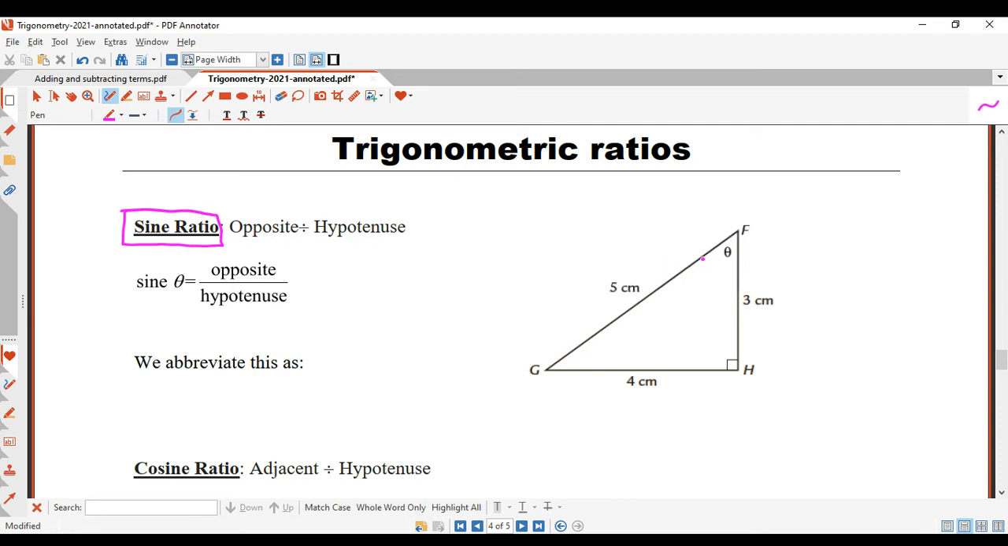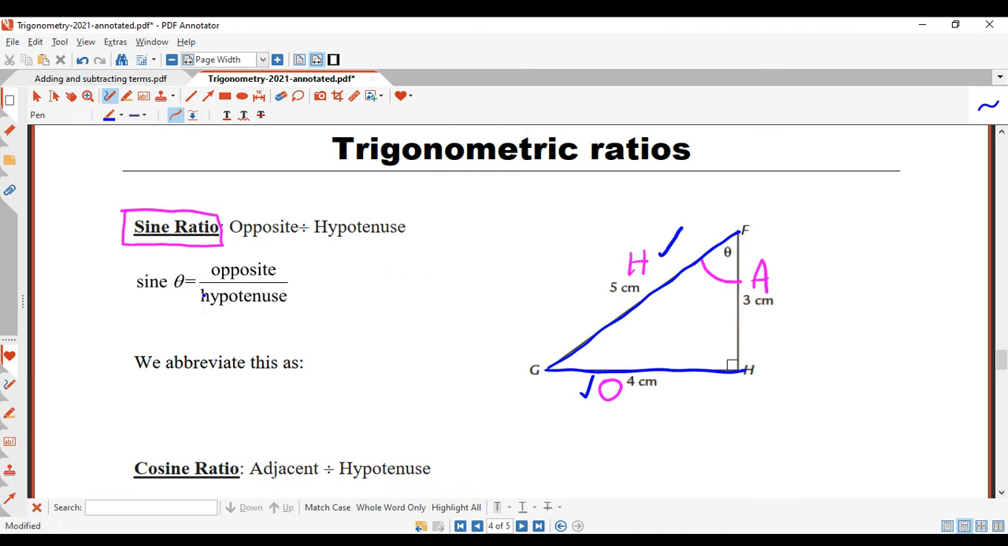So if you come over to this triangle here, there's my angle, theta. This is the opposite side. This is the adjacent side. And this is the hypotenuse. Now, the sine ratio is the opposite side divided by the hypotenuse. So that means we take the opposite side, which is here, and we divide it by the length of the hypotenuse. So the opposite side divided by the hypotenuse is called the sine ratio.